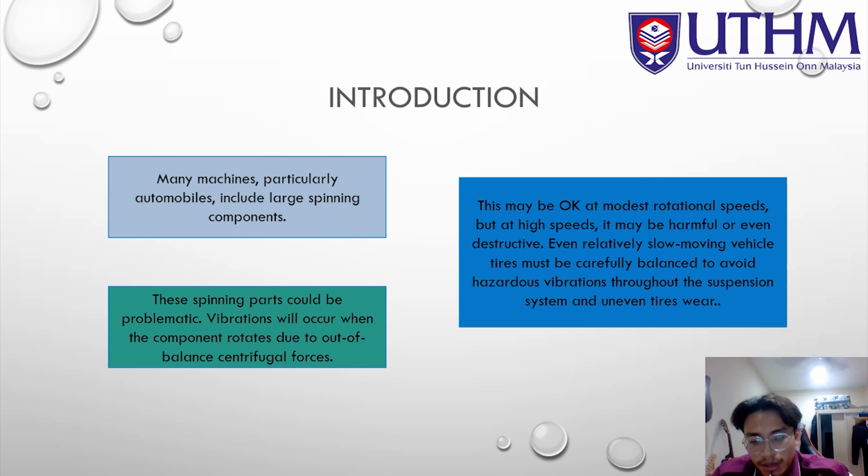This must be considered as a problem with spinning objects in engines. This may be okay at modest rotational speeds, but at high speed, it may be harmful, problematic, or even destructive. Even relatively slow-moving vehicle tires must be carefully balanced to avoid hazardous vibration and accidents on the highway or roads, as well as problems in the suspension system and uneven tire wear.